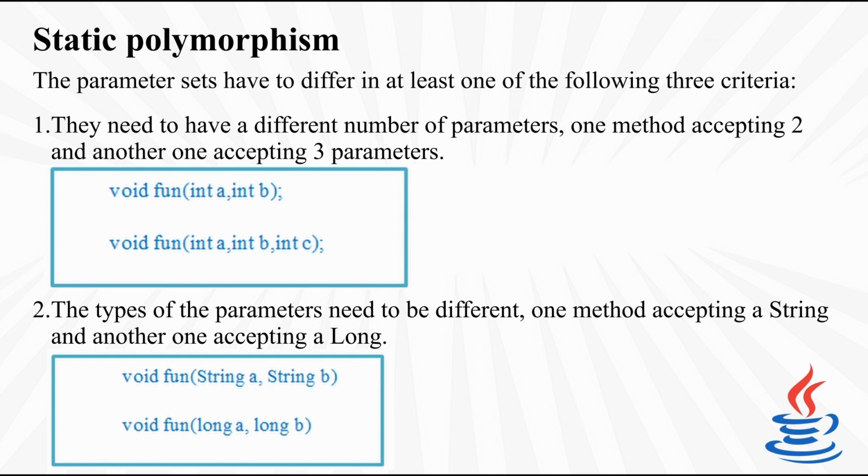Void fun(int a, int b). Void fun(int a, int b, int c). Next criteria is, the type of the parameters needs to be different. One method accepting a string and another one accepting a long. For example, void fun(String a, String b) and another method void fun(long a, long b).